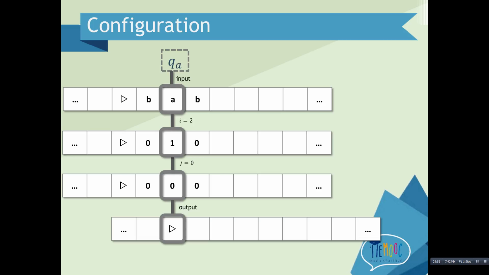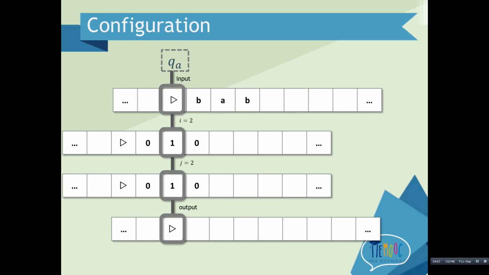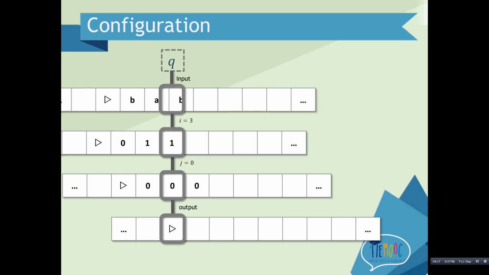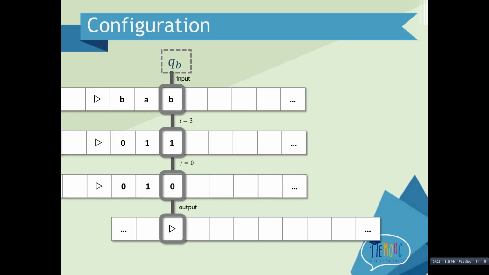And increase j. Now the read symbol is A, which is the same as we stored in the state. Let's see the next symbol. Move back the first tape to the start position, set j to 0, and start again the procedure. Increase I with 1, and then I will be 3. Move the input tape to the right with 3 positions, and increase j until 3.